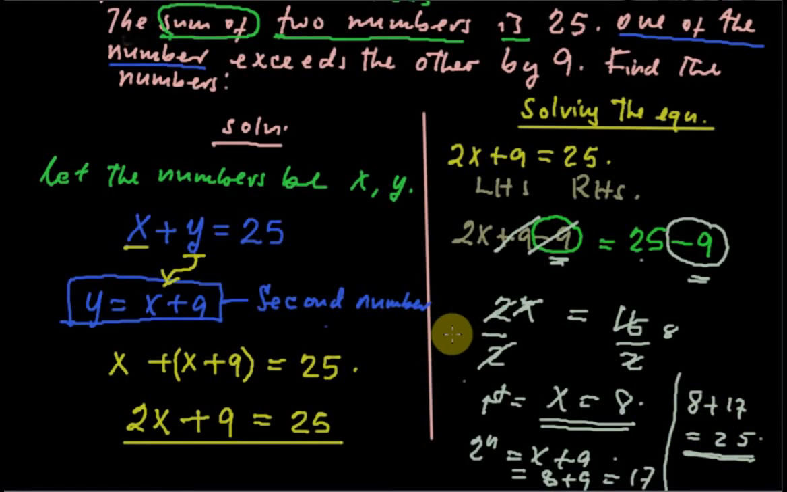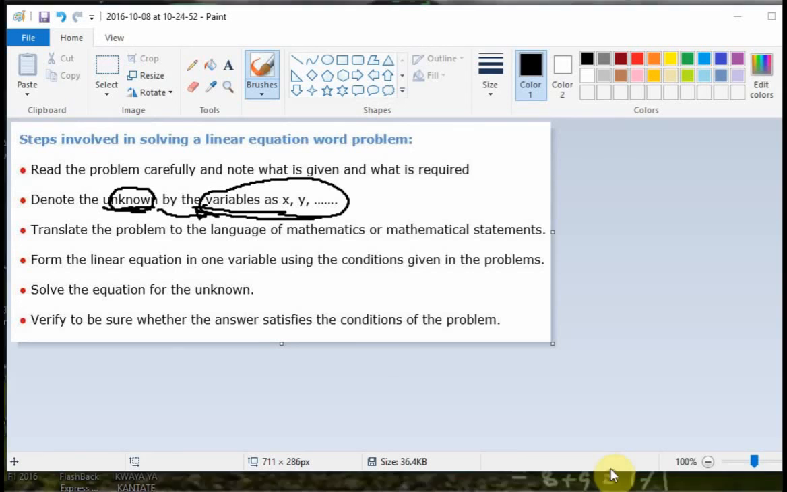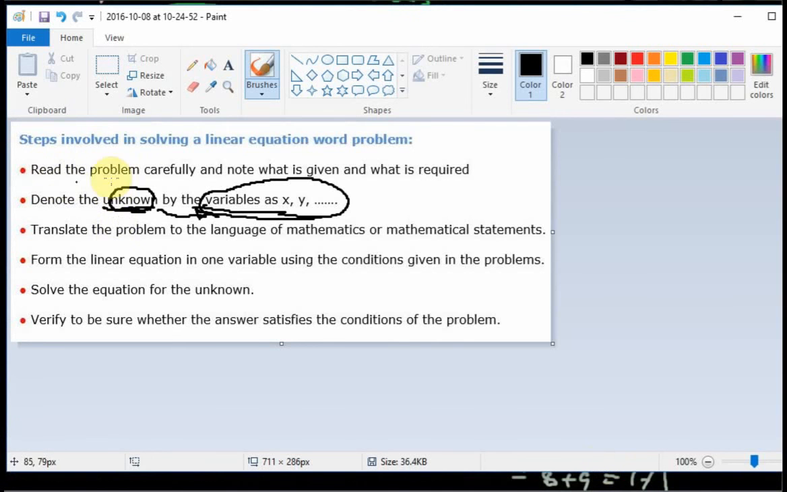So this is how you are going to do. You will follow these steps. They are very important. You will follow them. Read the problem carefully and note what is given and what is required. That is what we did. Denote the unknown by a variable. Translate the problem to the language of mathematics, a mathematical statement. That's what we did. Form the linear equation. We formed our linear equation, and then we solved the equation for the unknown.